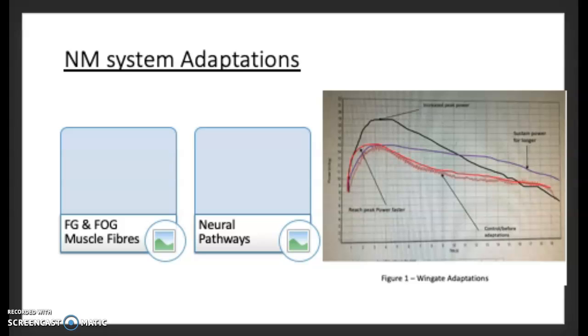Another adaptation that is shown in the graph is the line labelled reached peak power faster. This is because, as a result of more efficient neural pathways, there is an increased reaction time, which means that as soon as the test starts, the muscles will be able to contract quicker, meaning that the peak power will be able to be reached faster. The graphs show this as before adaptations it takes around 3 seconds, whereas after adaptations it will take around 2 seconds.